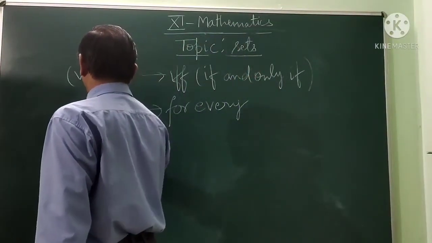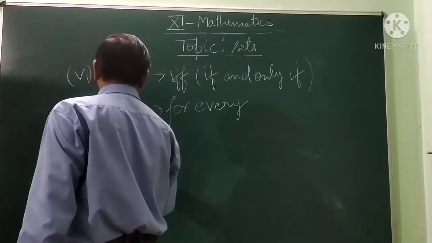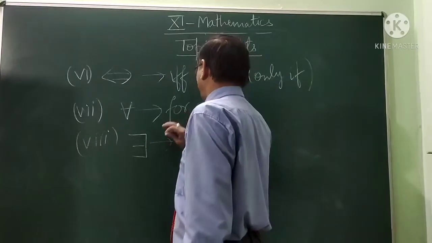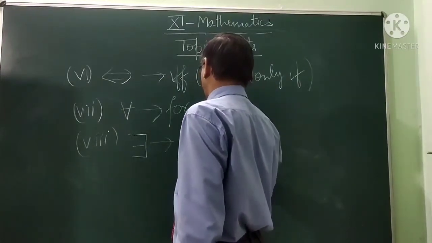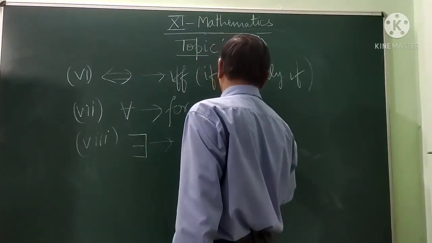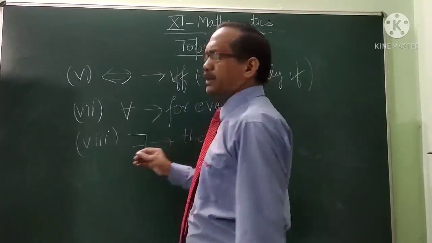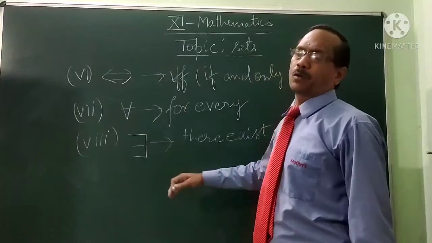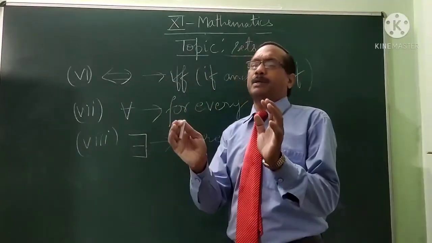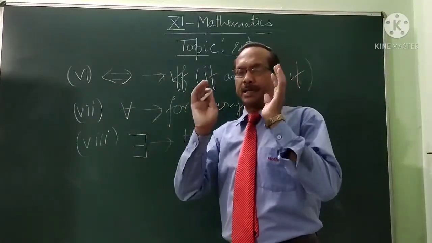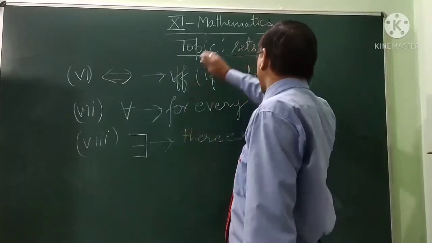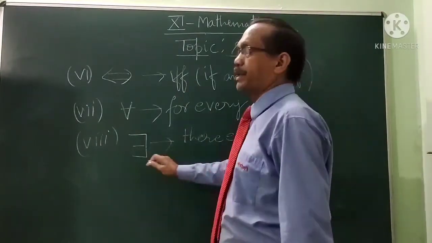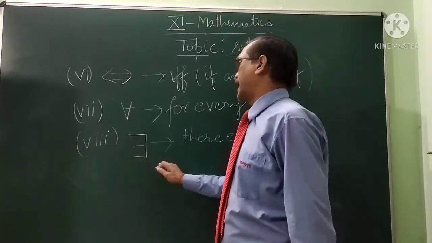Then there is a sign of this. It means there exists. Suppose there is some statement or question, some particular element is existing, some statement is valid, then we will say in this statement this thing is existing. So we will use this type of sign.